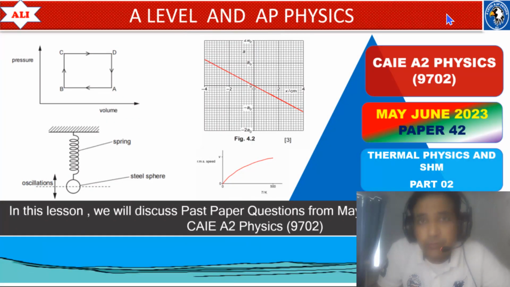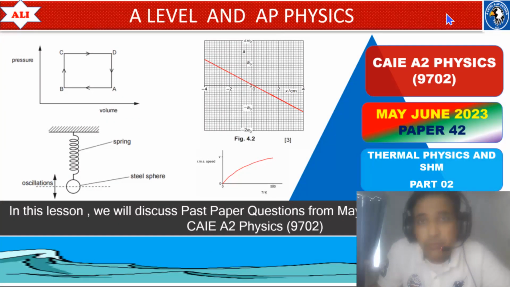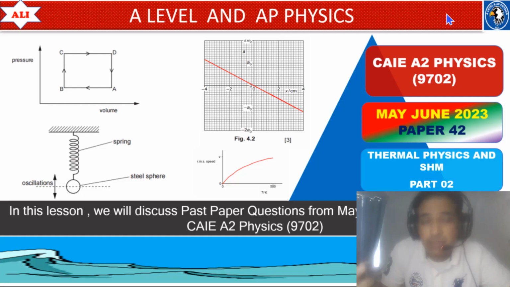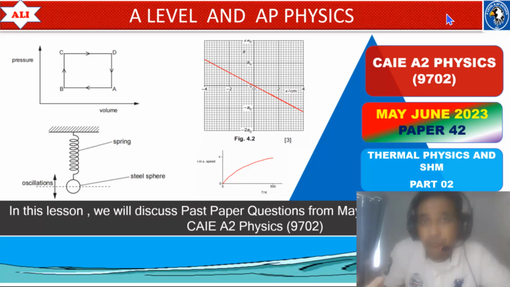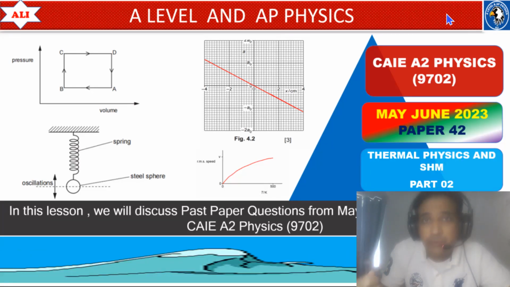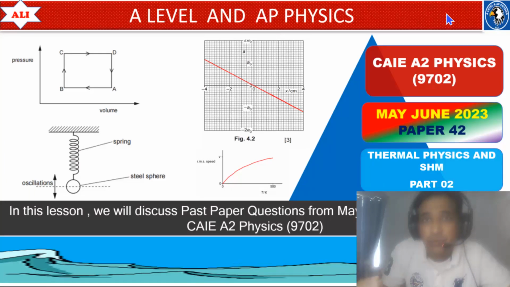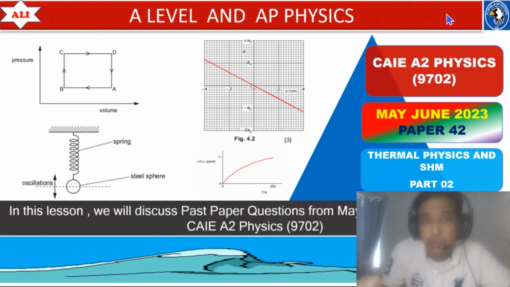In today's lesson, we will discuss past paper questions from May June 2023 paper 4 variant 2. Our main focus will be on ideal gases, or simply thermal physics. We will also talk about thermodynamics and simple harmonic motion in today's lesson.